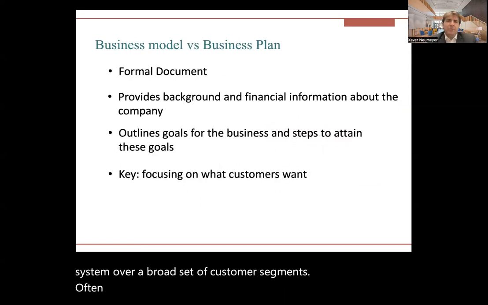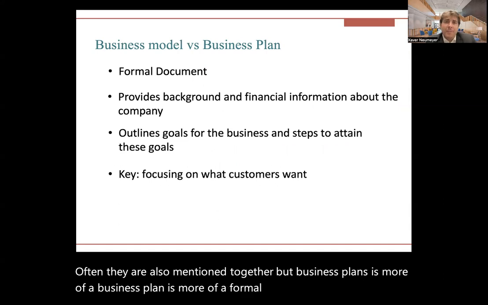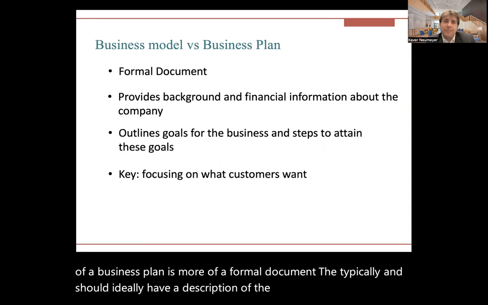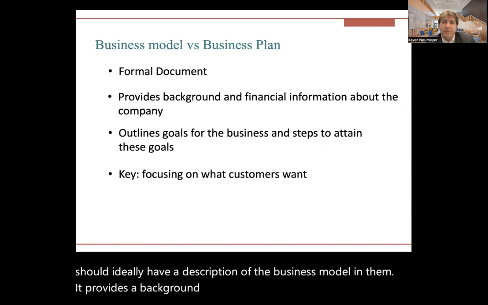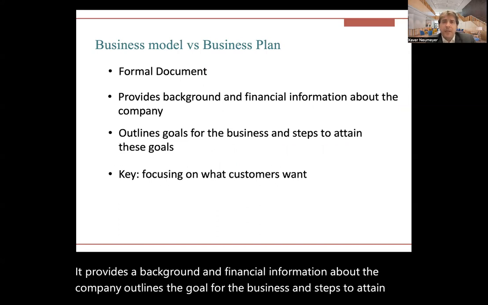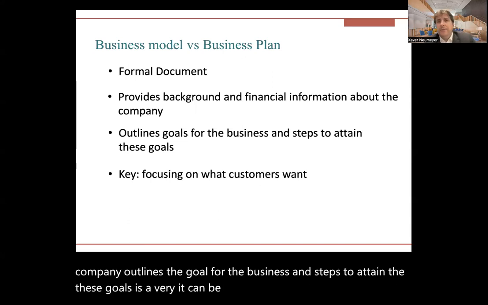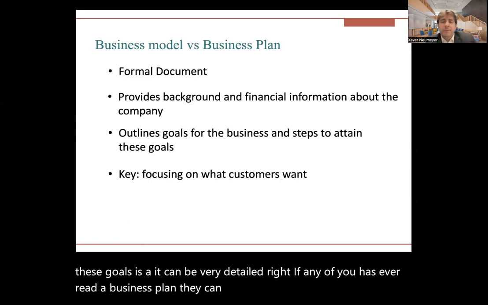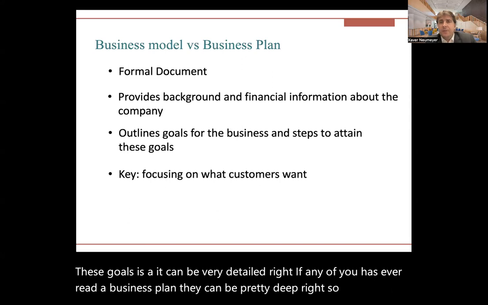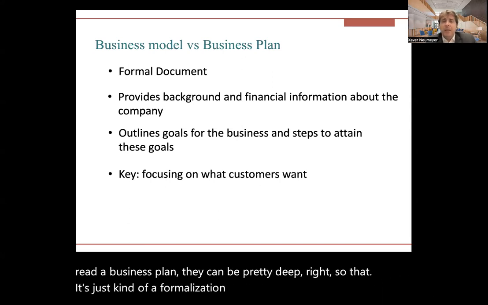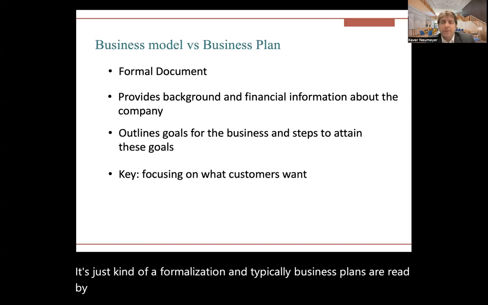Often they're also mentioned together, but a business plan is more of a formal document that typically, and ideally, should have a description of the business model in it. It provides background and financial information about the company, and outlines the goals for the business and the steps to attain these goals. It can be very detailed, right? If any of you has ever read a business plan, they can be pretty deep. That's just a formalization, and typically business plans are read by institutional investors, right?